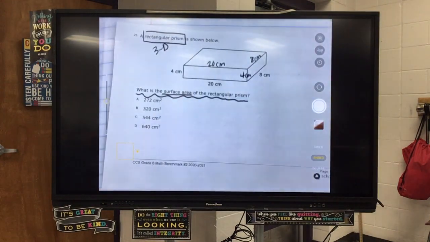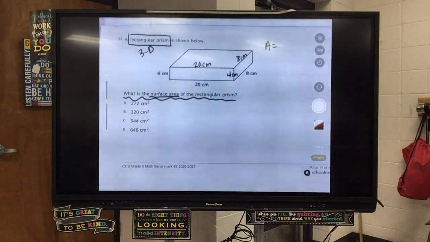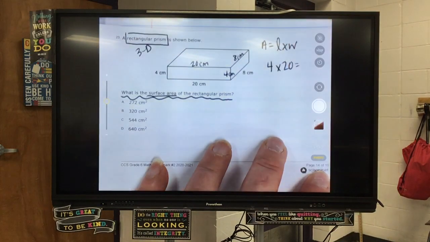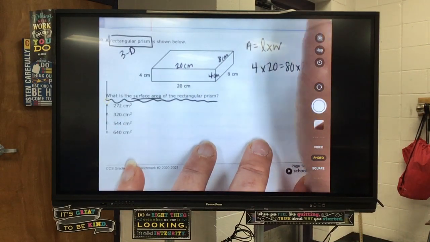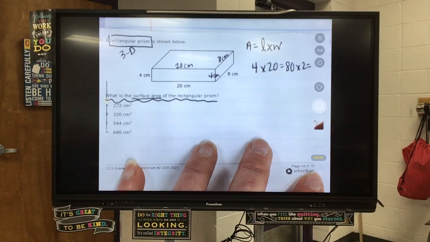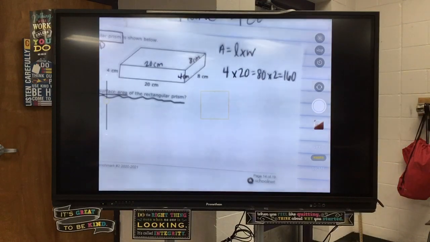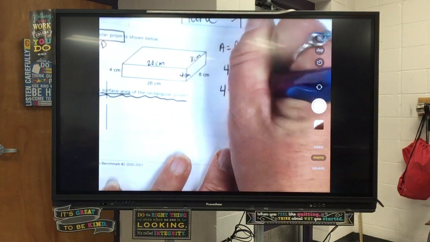Oh, sorry. What is the formula to find the area of a rectangle? What formula do we use to find the area of a rectangle? Joe? Length times width. All right, so for the first one, I'm gonna do 4 times 20, which gives me what? Allie? 80. And I'm gonna multiply that by 2, which gives me what? 160. Does everybody understand why I'm multiplying this by 2? Is there anybody who doesn't understand? All good?